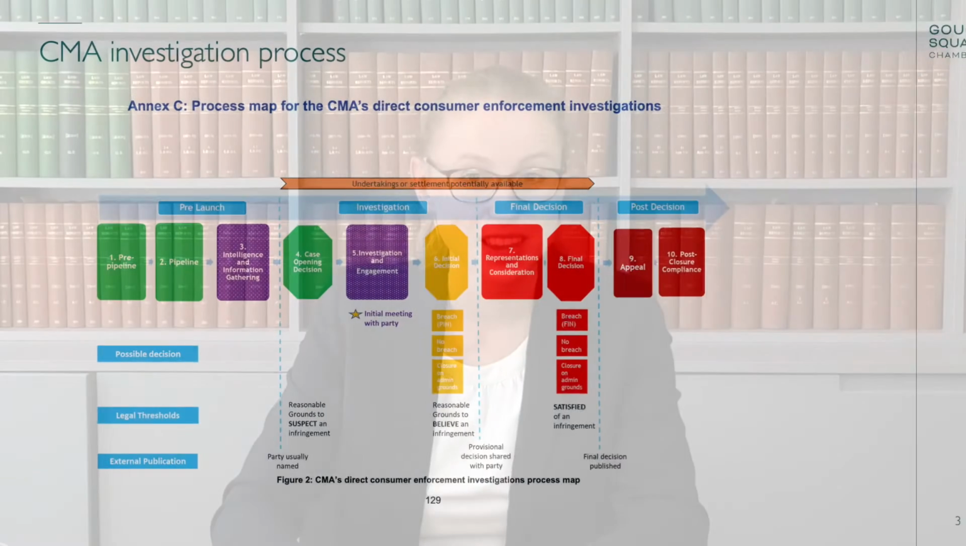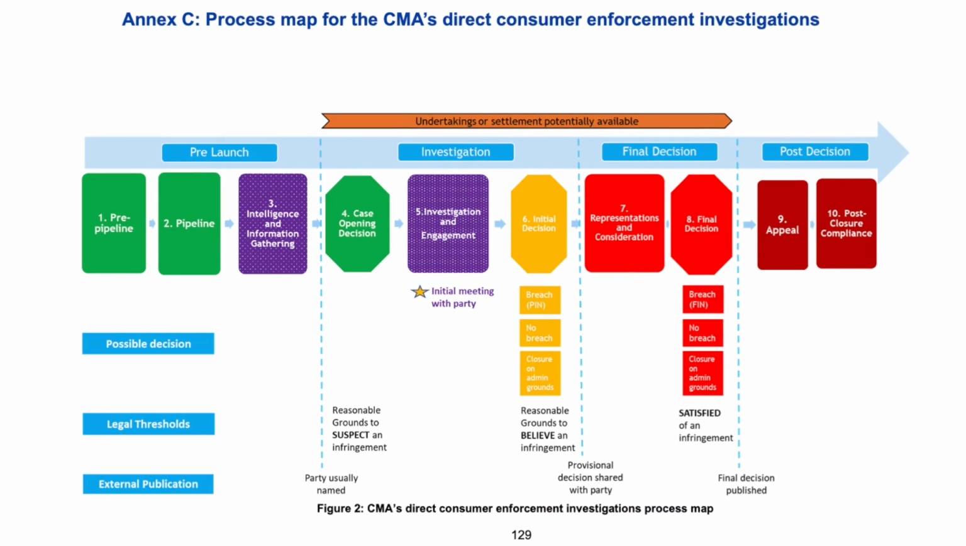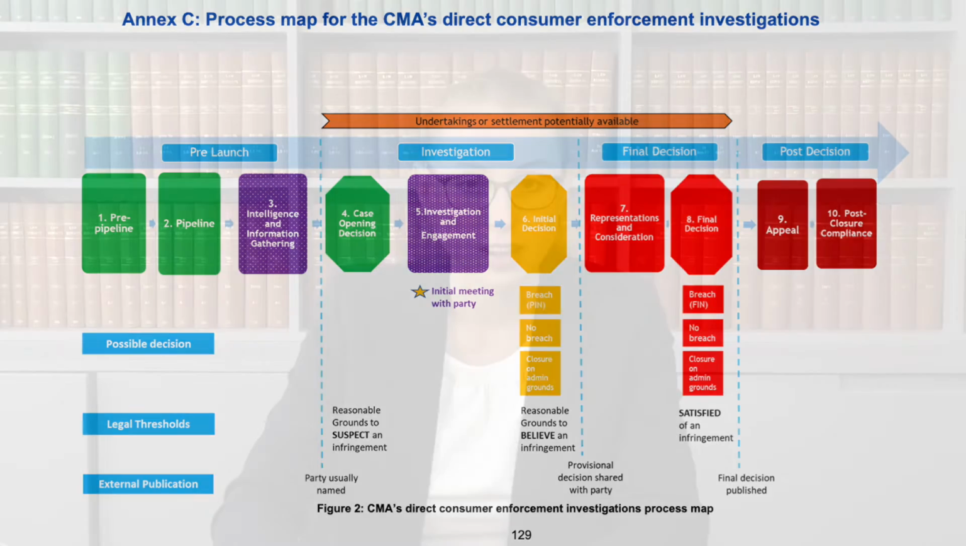Well, they've outlined a 4-stage process, which is summarised by their diagram in the guidance, which should hopefully appear on your screens now. So the steps are pre-launch, investigation, final decision, and post-decision. Case opening falls within the investigation stage and applies where the CMA has reasonable grounds to suspect that a person has engaged, is engaging, or is likely to engage in a commercial practice that constitutes an infringement of Schedule 16, or a person is an accessory to the practice.